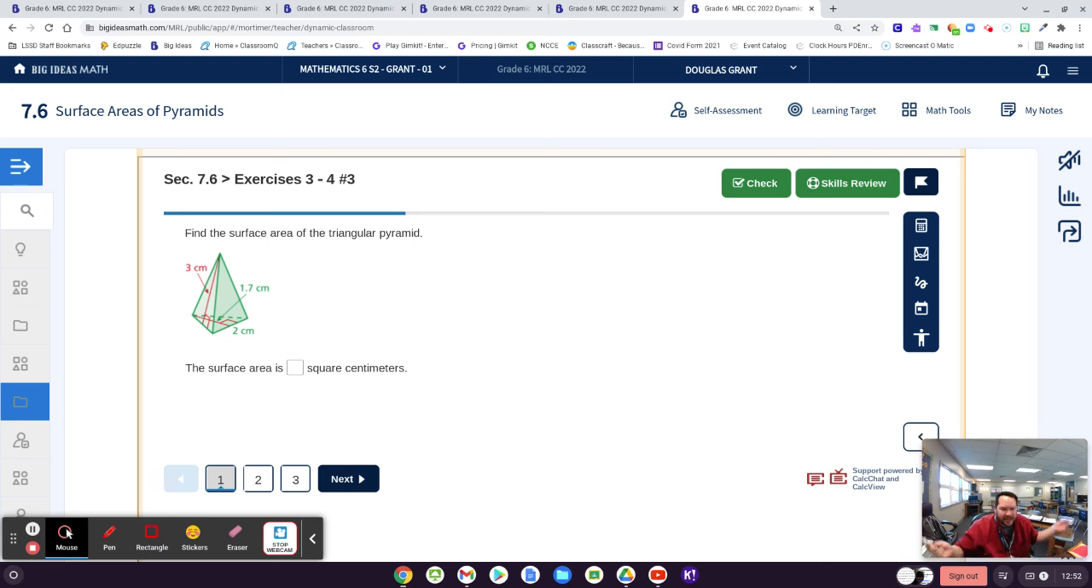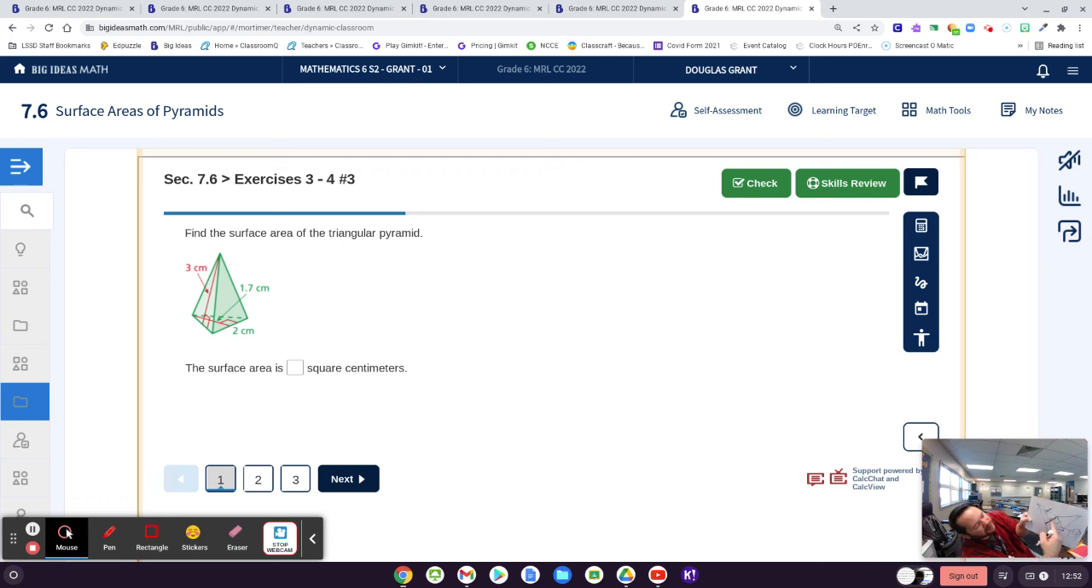Okay, let's see how you did. Oh, wait, I can't click through. I just have to solve it myself. I'll just do that. So the triangle on the bottom is 1/2 of 2 times 1.7. So rather than actually multiplying 2 times 1.7, I'm just going to do half of 2, which is 1, times 1.7. So the bottom one's 1.7 square centimeters.